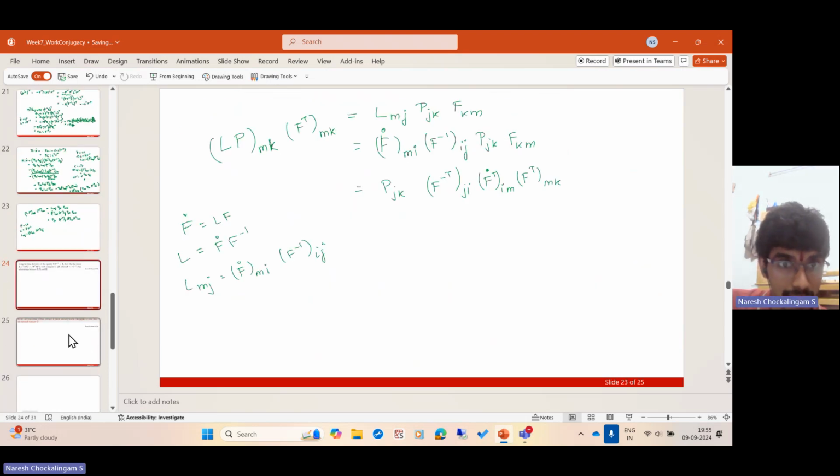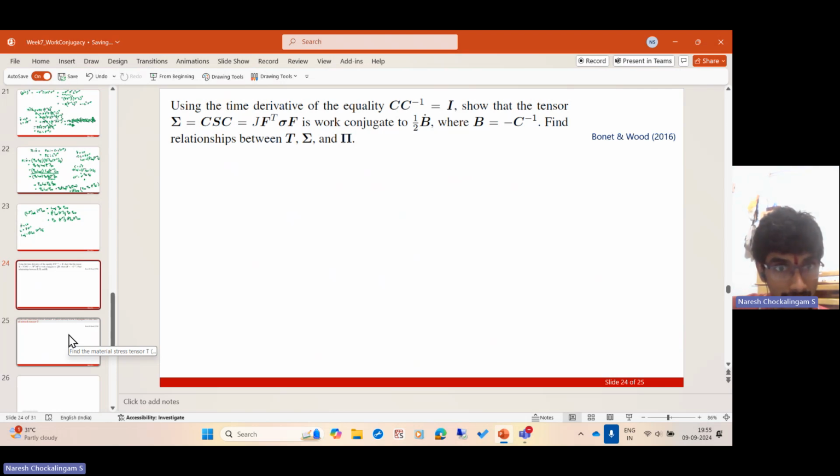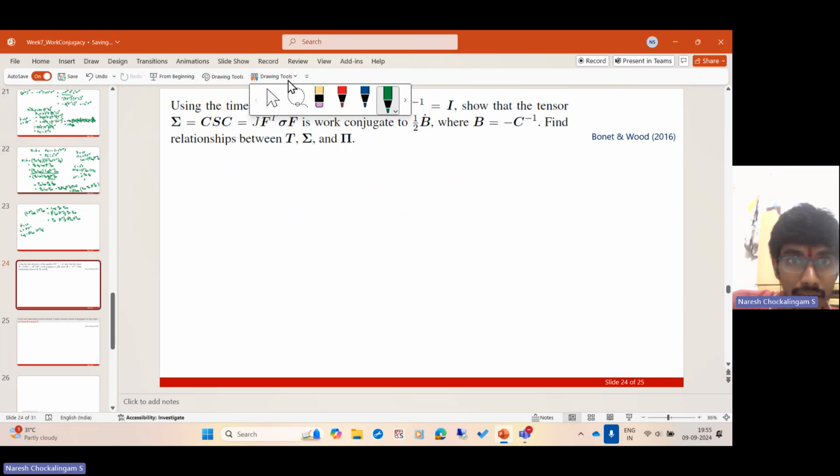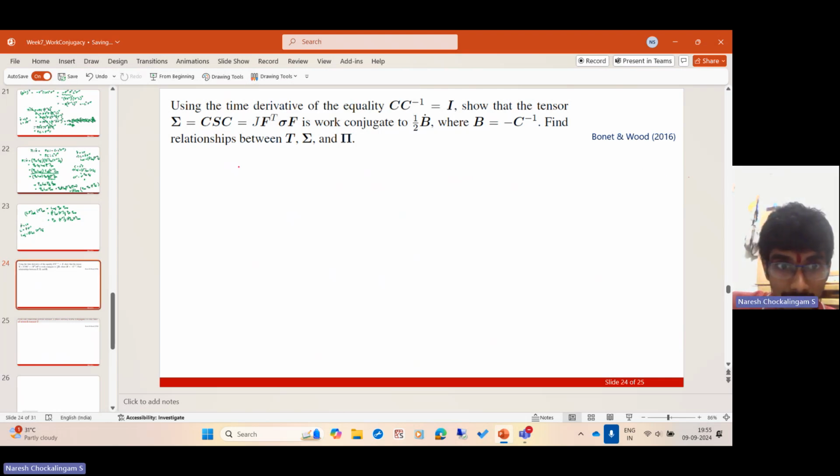Let's look at the next question. We'll get back to it. So using the time derivative of the equality C C inverse equal to I, show that the tensor sigma, which is CSC, is work conjugate to half B dot, where B is minus C inverse. So okay, let us start with this. As they say, you start with C C inverse is equal to I.